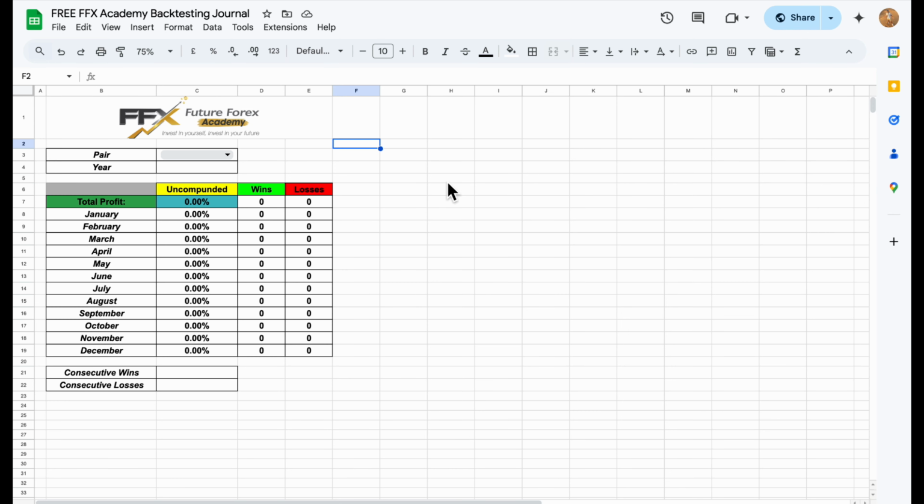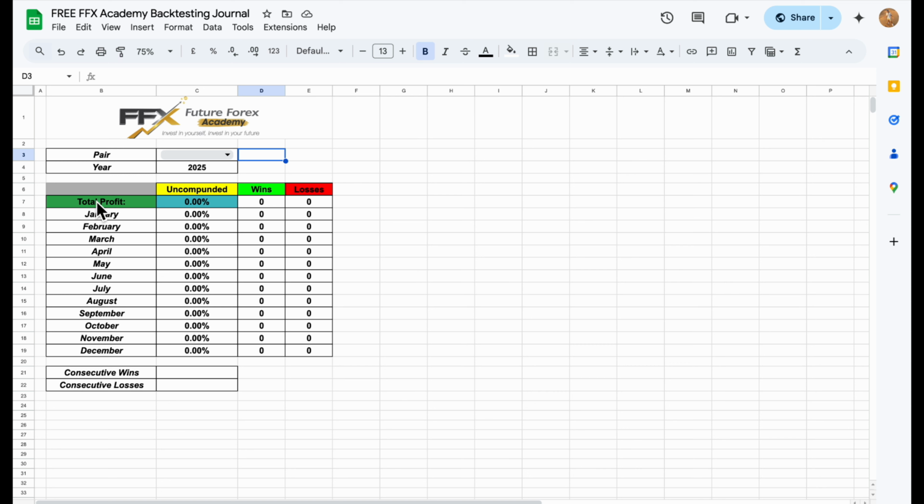And then on the statistics, you will just have to type in what pair you're trading, the year that you're backtesting. For example, I know this is 2025, but this is only going to be 1 month. So I have another separate document, my personal one, where I track all of this, but I'm just showing you this for the sake of this video.